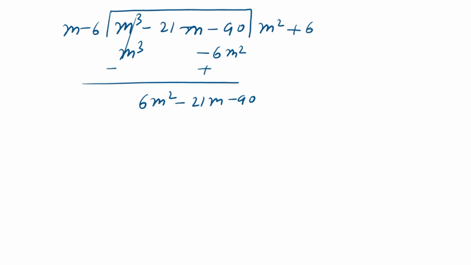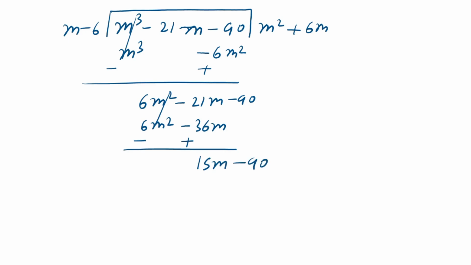If we take 6m, this 6m multiplied by m gives 6m square, plus 6m multiplied by minus 6 gives minus 36m. Here minus and here plus. This expression is positive and this expression is negative, so both are cancelled out. Here minus 21m and here plus 36m, this is plus 15m minus 90.